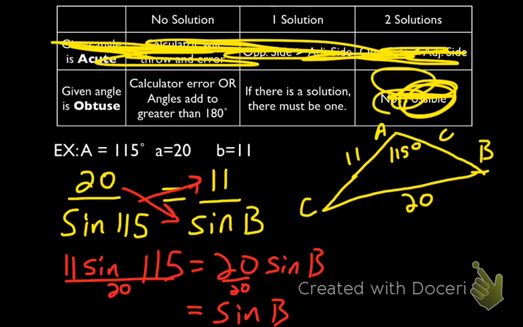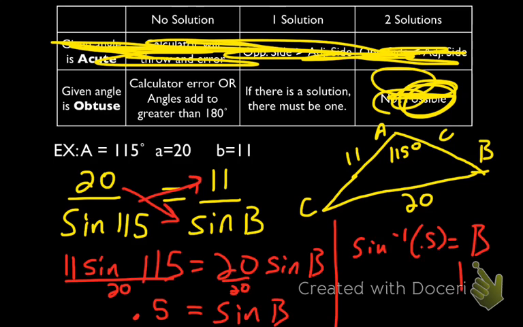Was it 0.5? Do you believe her answer? Take the inverse sine of both sides. So I'm going to get the inverse sine of 0.5 equals b. Make sure your calculator is in degrees. What do you get for b? I got 30. 30 exactly. Hey, good job. 30 exactly.